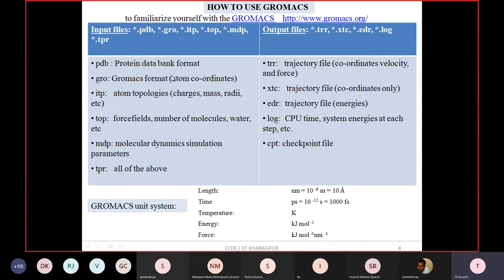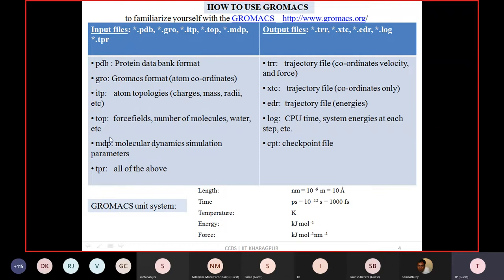So the topology file mainly contains the number of molecules and the atom topologies, like the charges, the mass, and the radii of the atoms, and how the molecules interact. That comes under the force field section, along with the number of particles or solvent molecules you consider for your simulation, and the types of interactions, whether bonded or non-bonded, and the angle and bond definitions used for that.